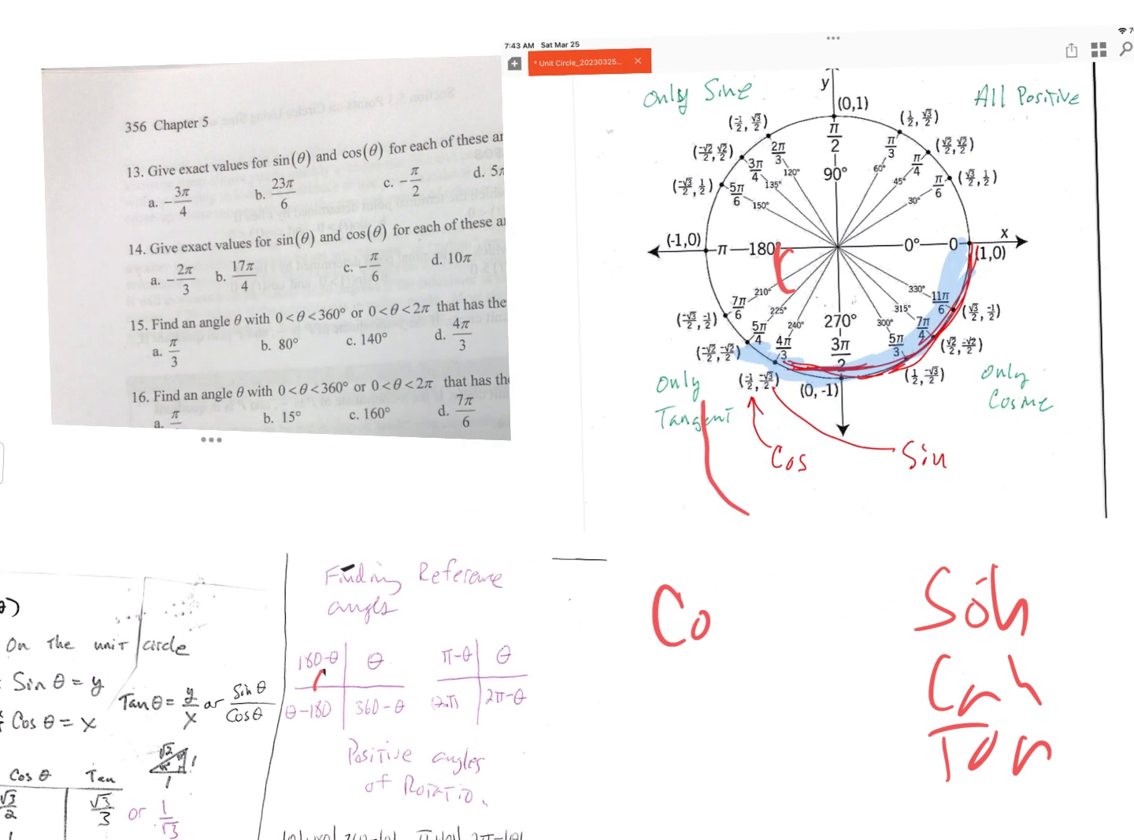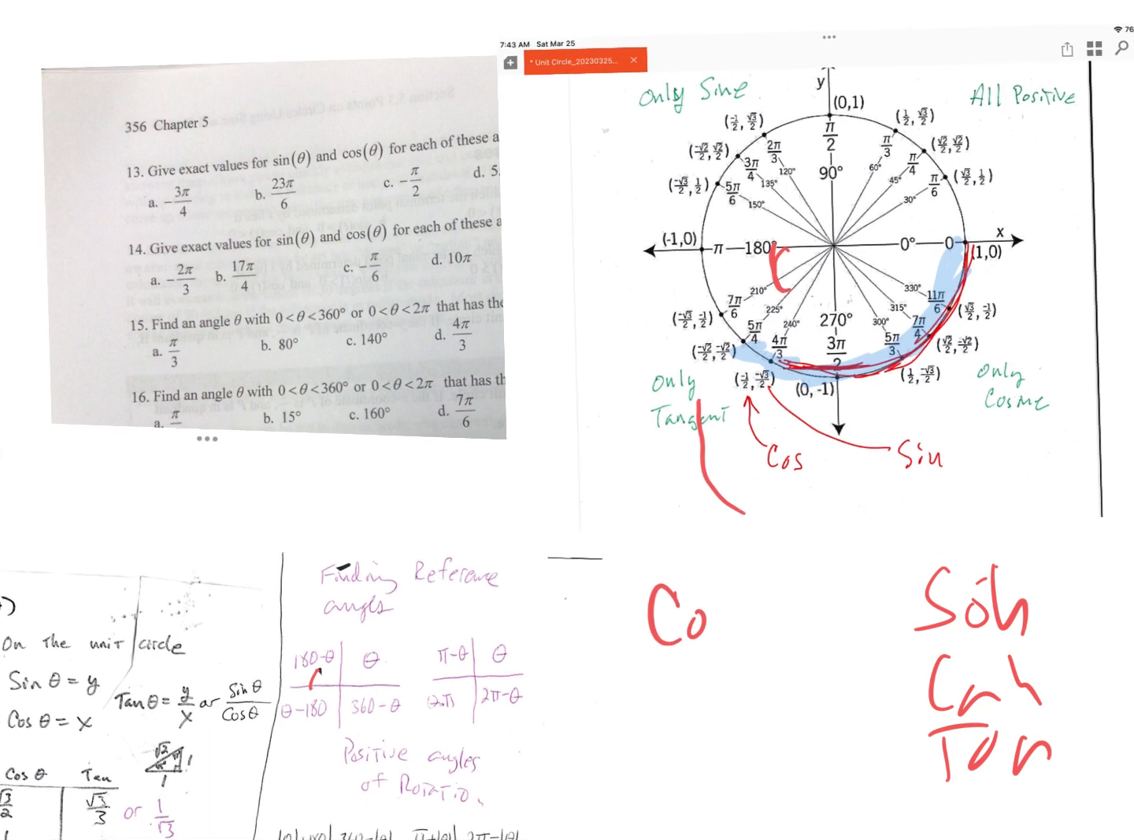So all you can do is look at the coordinate, and to get the sine and cosine of negative 3 pi over 4, here, let me get a pointer going. There's the cosine, the x value, negative root 2 over 2, and the y value is also negative root 2 over 2, because sine and cosine are both negative down here in quadrant 3, only the tangent's positive. Okay, how about 23 pi over 6?